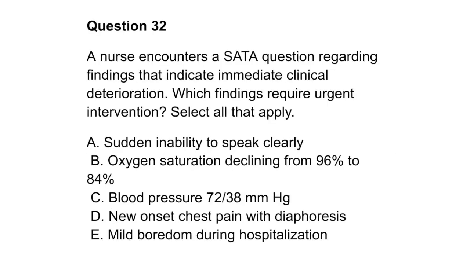Question 32. A nurse encounters a SATA question regarding findings that indicate immediate clinical deterioration. Which findings require urgent intervention? Select all that apply. A. Sudden inability to speak clearly. B. Oxygen saturation declining from 96% to 84%. C. Blood pressure 72/38 mm of mercury. D. New onset chest pain with diaphoresis. E. Mild boredom during hospitalization.